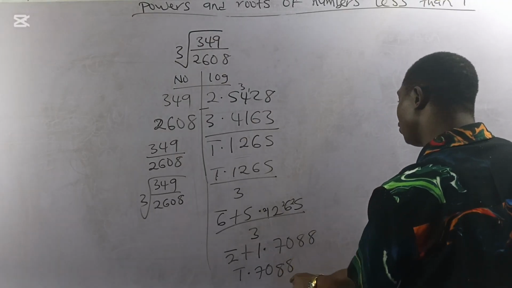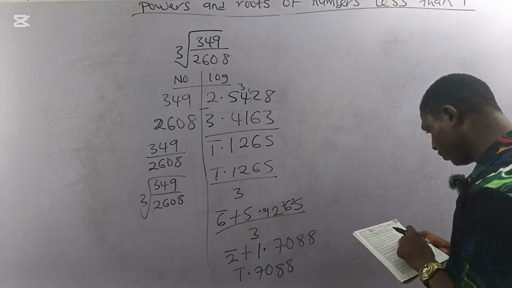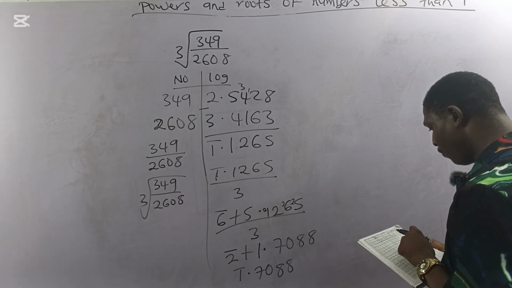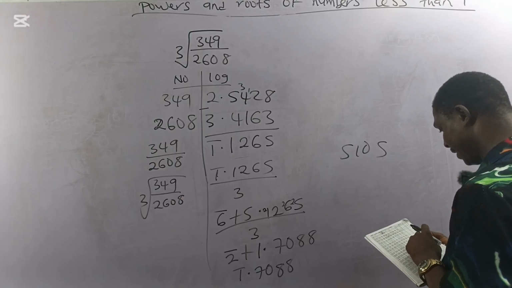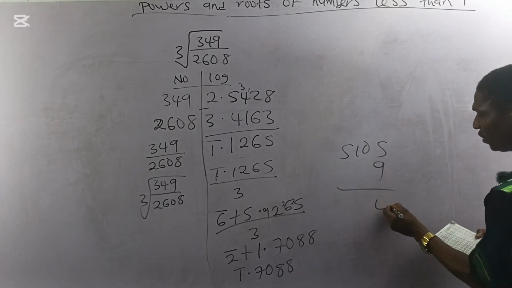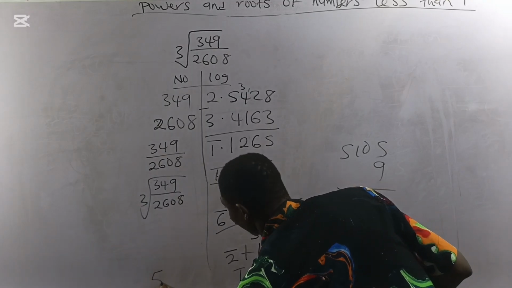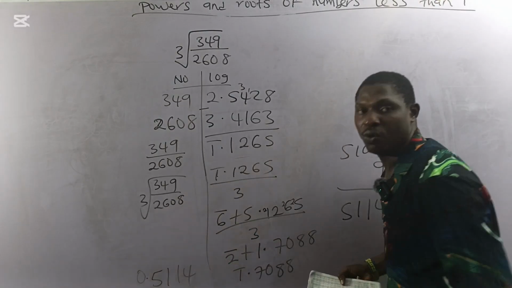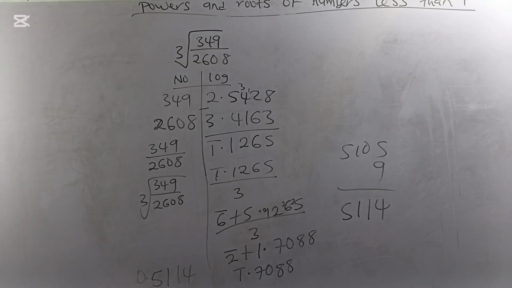0.7088. So this becomes 70 under 8, difference 8, using the anti-logarithm table. And 70 under 8 is 5105. And difference 8 is 9. So we have plus 9. This will give me 10, 14, 4 carry 1, 1, 1, 5. So we have our antilog of this as 5114. So using this bar 1, it becomes 0.5114 as our answer.